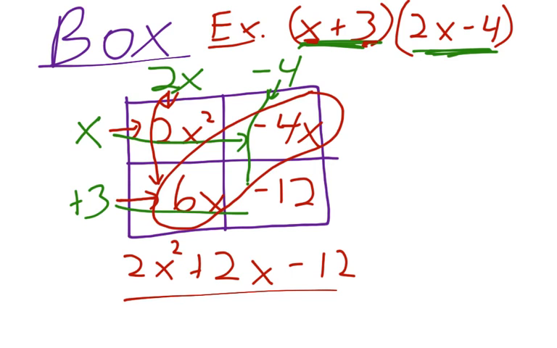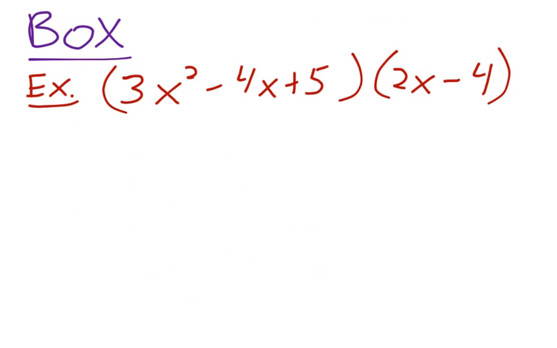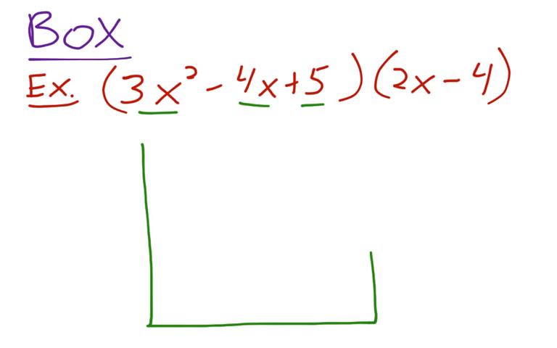So let's try one more. Alright, so the example: 3x squared minus 4x plus 5 times 2x minus 4. Now for the box, we have three terms that are right here. So when we make our box, I have a choice. I can put that on the row or on the column. I'm going to go ahead and put that for the rows.